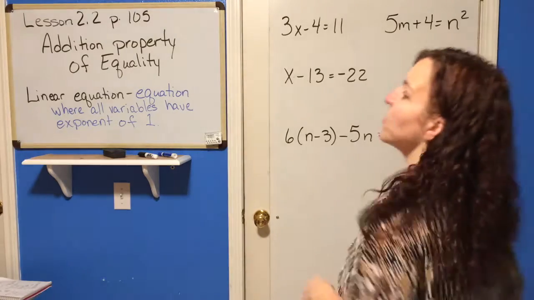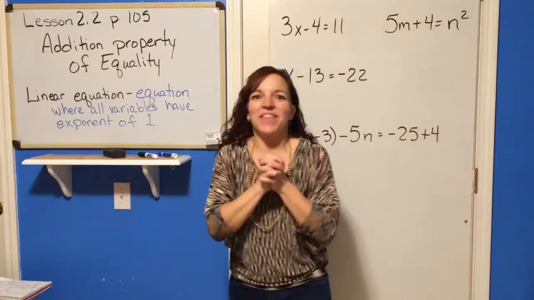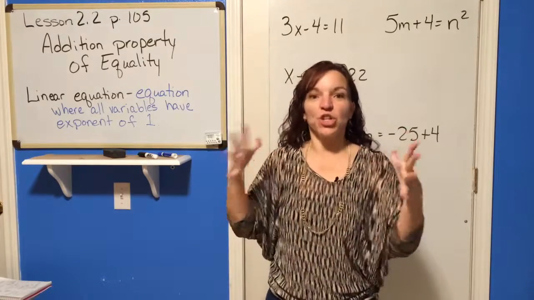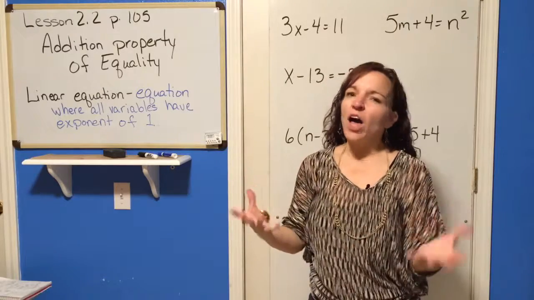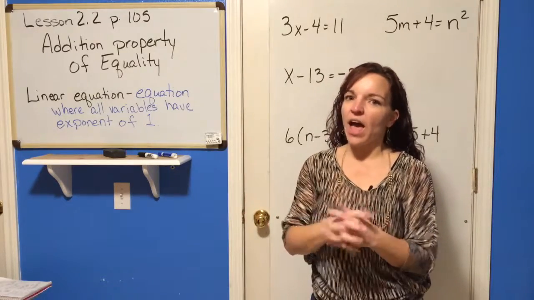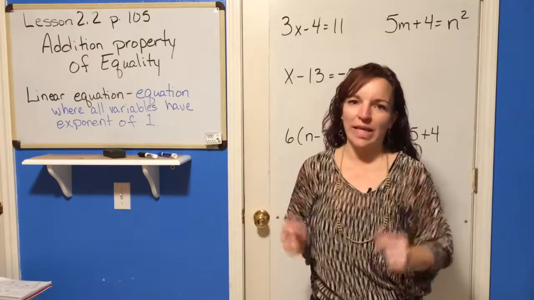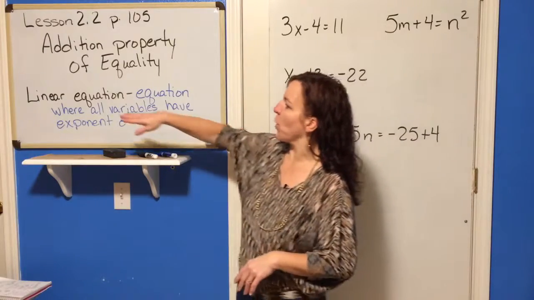Section 2 of Chapter 2 starts with what I just love. We're starting to solve, and I love it, love it, love it. Okay, the addition property of equality. Honestly, you should have learned this in Algebra 1. This should be a really, really quick, easy lesson, so we'll run through it pretty quick.